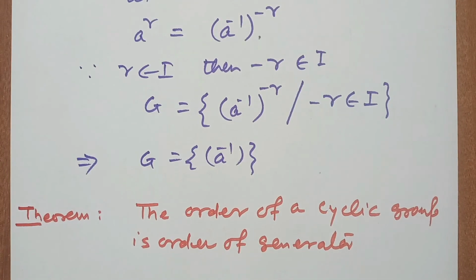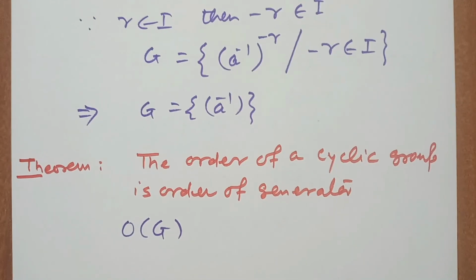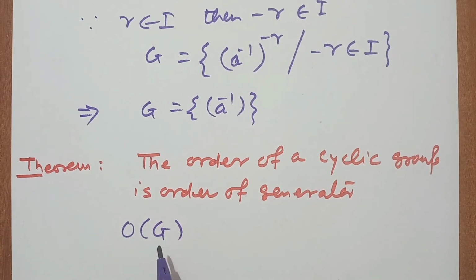Now, an important theorem: the order of a cyclic group is the order of its generator. As we know, what is the order of a group? The number of elements in a group is called the order of the group. It means how many elements are in the group. And the order of an element of a group: let a belong to G, then the order of a is the least positive integer n such that a^n equals e, as we explained in the previous lecture.